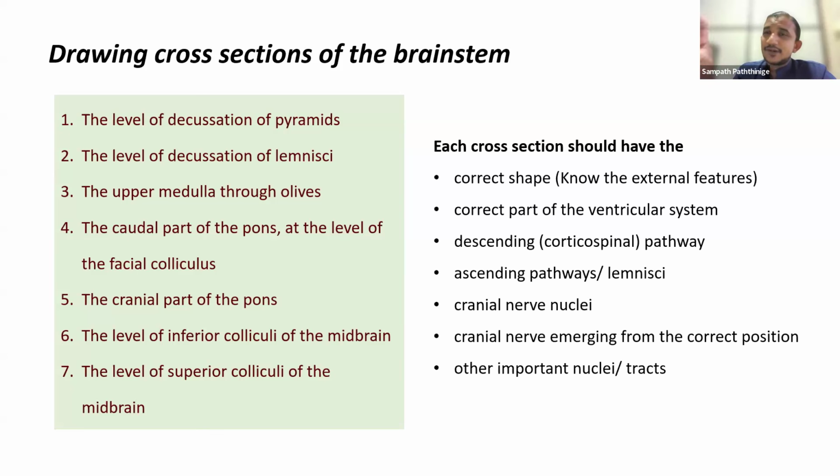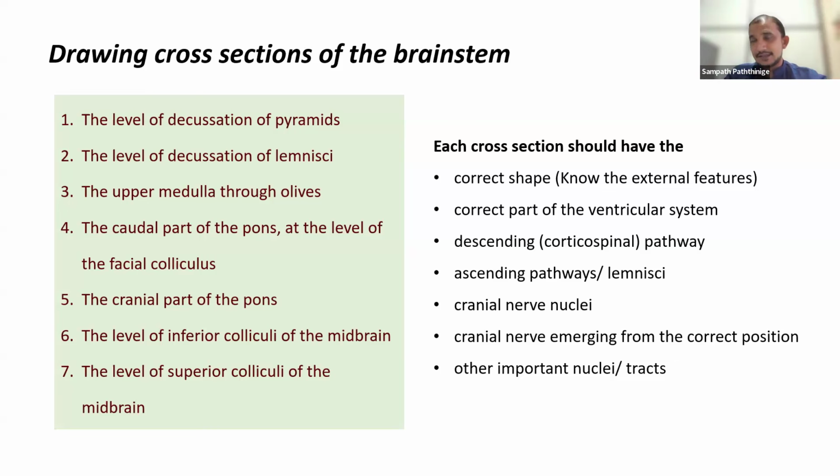So the cross section should have the correct shape. To know the correct shape, you should know the external appearance. You cannot draw a medulla which looks like a midbrain, right? The medulla is very cylindrical, while the midbrain is somewhat like a short trouser, right? So it has a different appearance. Then you should locate the correct part of the ventricular system, whether it is the aqueduct, fourth ventricle, or the central canal. Then locate the descending tracts, especially the pyramidal fibers.